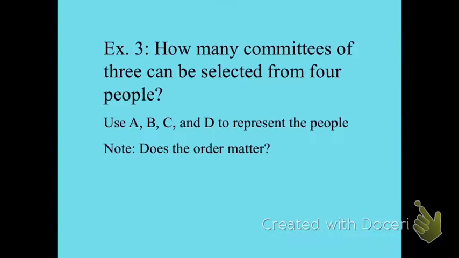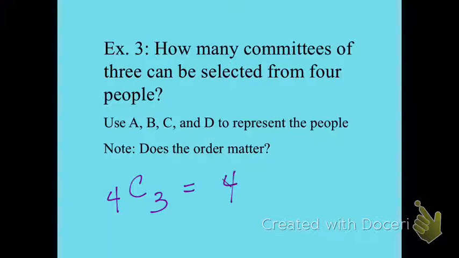So order does not matter. In this example, how many committees of 3 can be selected from 4 people? So a combination, 4C3. You type in the number 4, then go to Math PRB, I think it's option 3, and then type in 3. And you get 4.